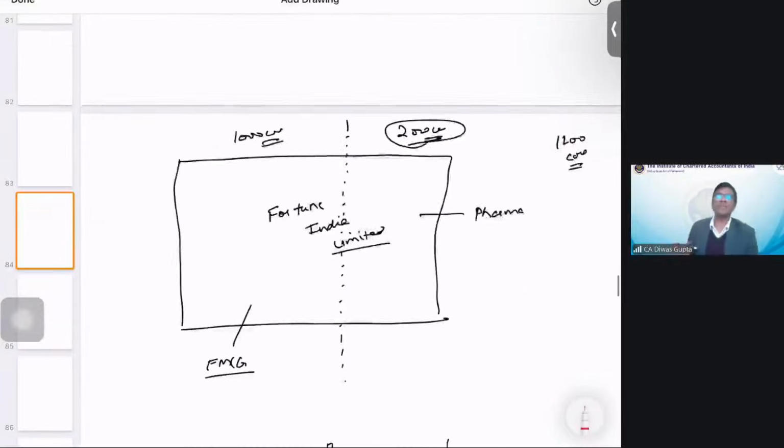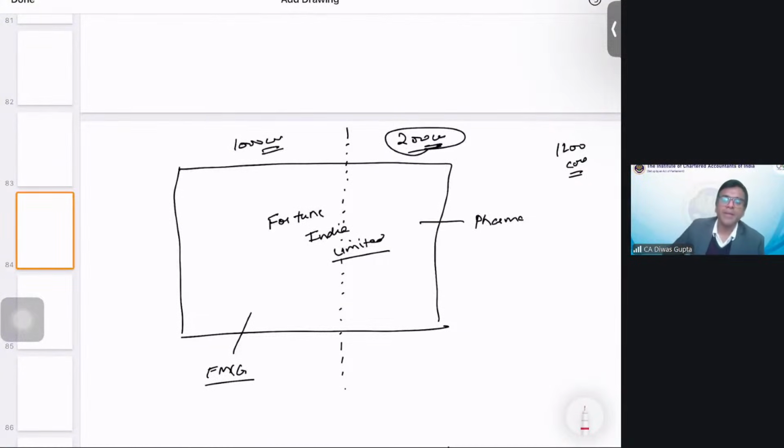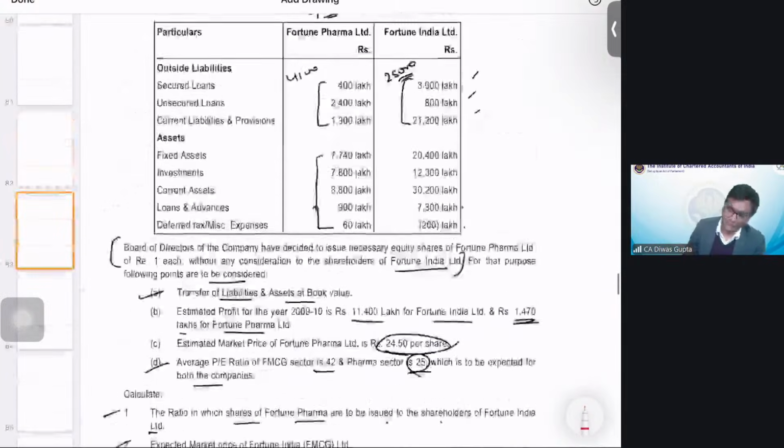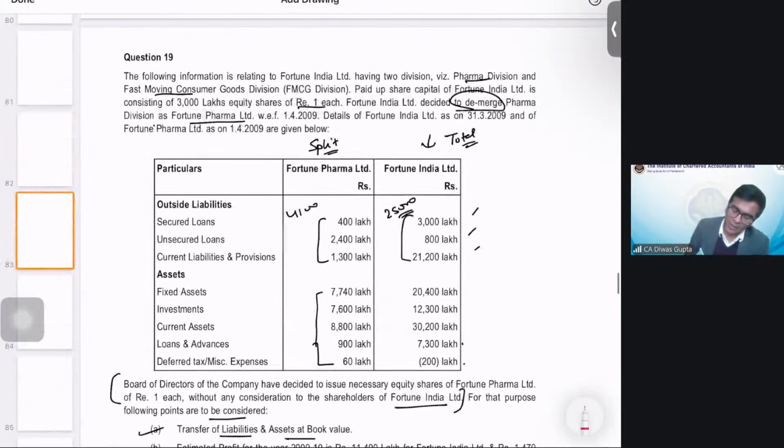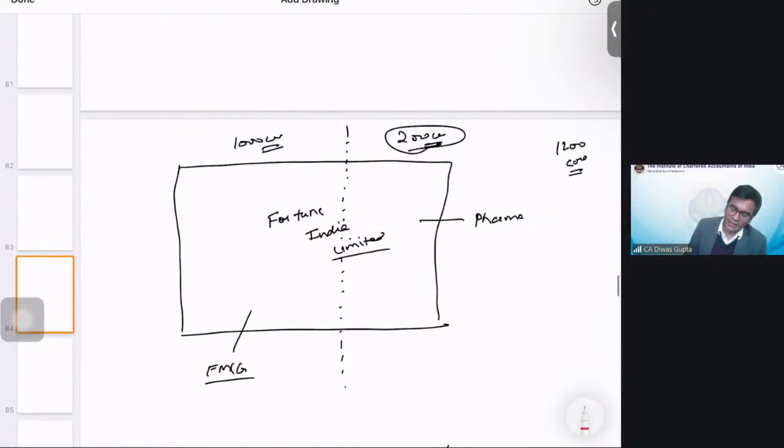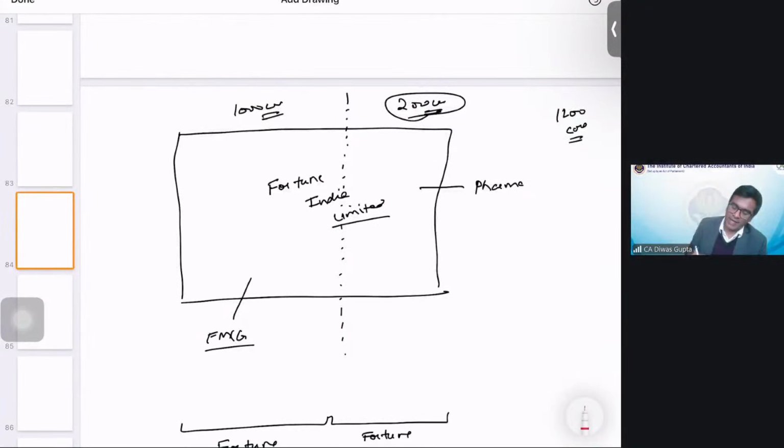Yes. So this is one specific question, students, on demerger, okay? Wherein there is a company called Fortune India Limited. This is a total company. This is getting split into Fortune Pharma and FMCG business separately, right? So what is happening here? This entire company has two businesses, FMCG and pharma. So pharma, they are demerging it out. Okay. So this is a question on that basically.